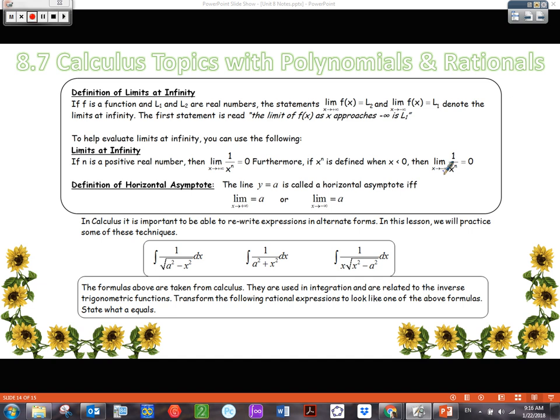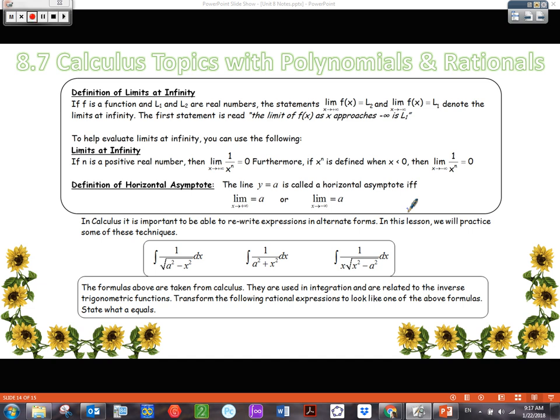What do we do? This first part, the definition of limits at infinity, really is just notation. If f is a function, and L1 and L2 are real numbers, then this is just telling you how this statement looks and how to read it. The first statement is read, the limit of f of x as x approaches negative infinity is L1. That's talking about this second statement. That's just notation. There's really nothing to memorize. It's just how you would say it.